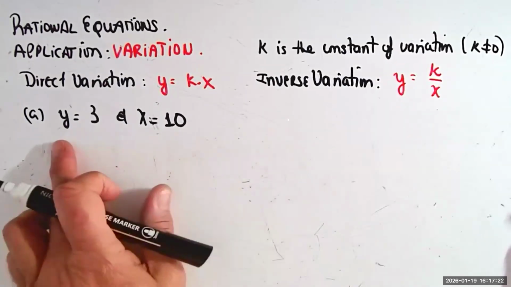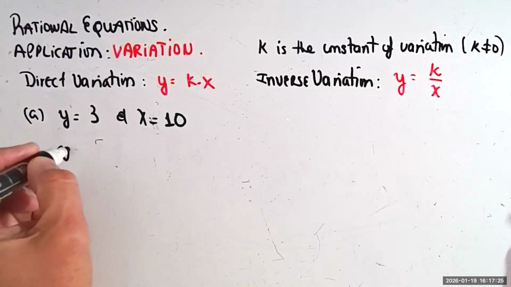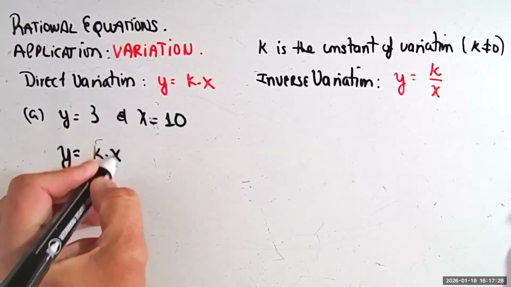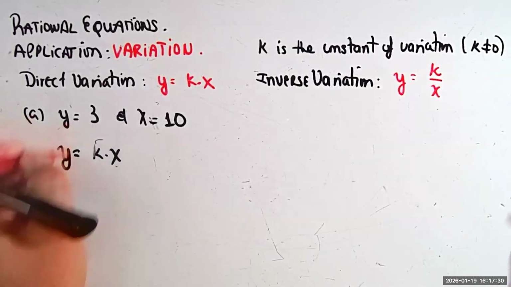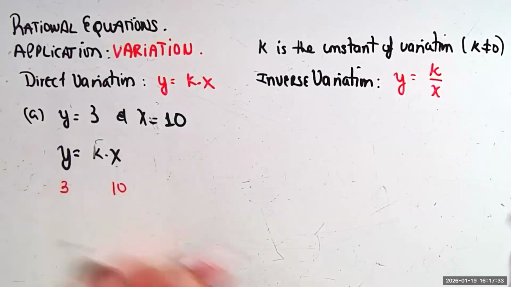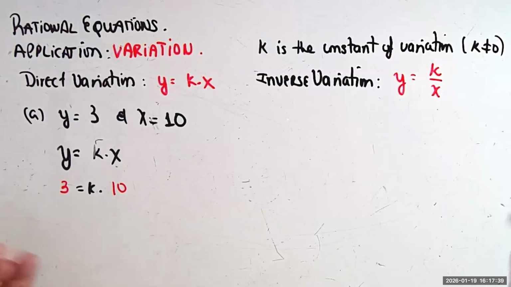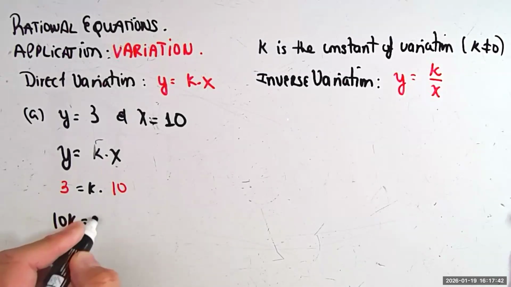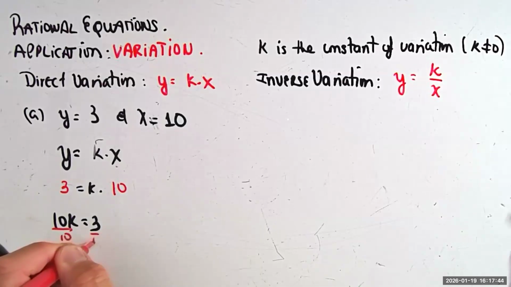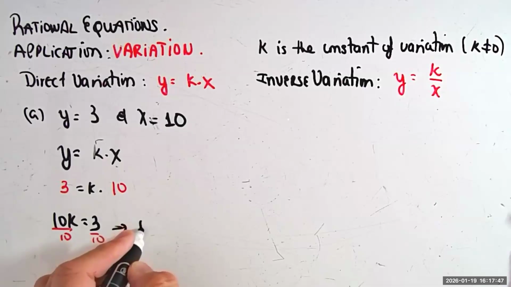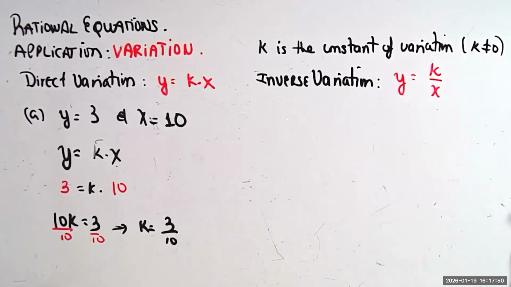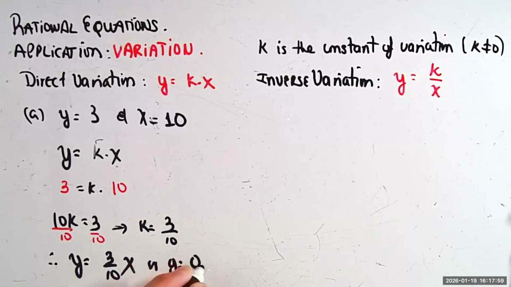Okay, so let's start with the first example. Of course, if this is direct variation, we know it follows the equation y equals kx. The problem says that when y equals 3, x equals 10. So writing this the other way around, we have 10k equals 3. If we divide by 10, k equals, of course, 3 over 10. Therefore, the equation is y equals 3 over 10 x, or y equals 0.3x. We're done.